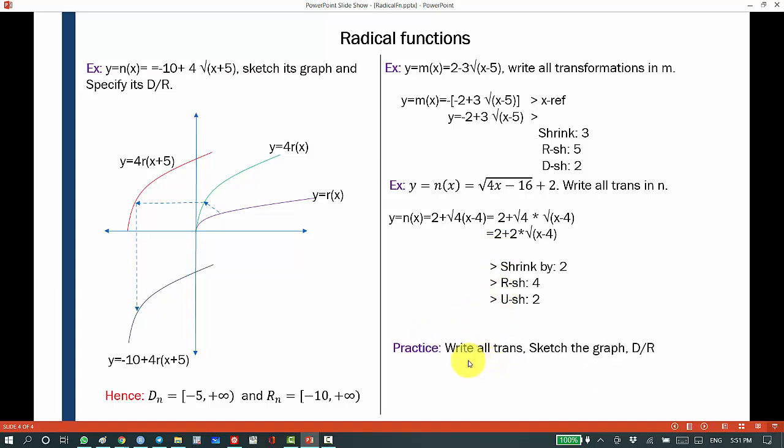Practice for you. In the following functions, write all transformations, sketch the graph, and specify the domain and range. Y is equal to f of x, minus 3 plus square root of 9x minus 18, plus 2. Y is equal to g of x, 2 minus 3 times square root of 16 plus 4.